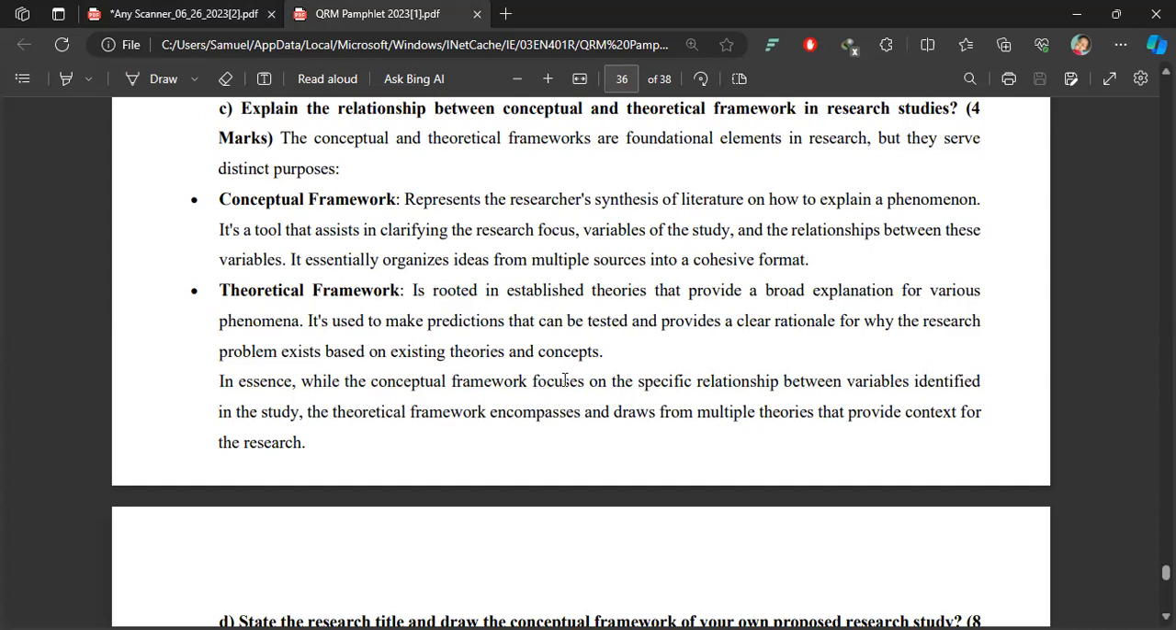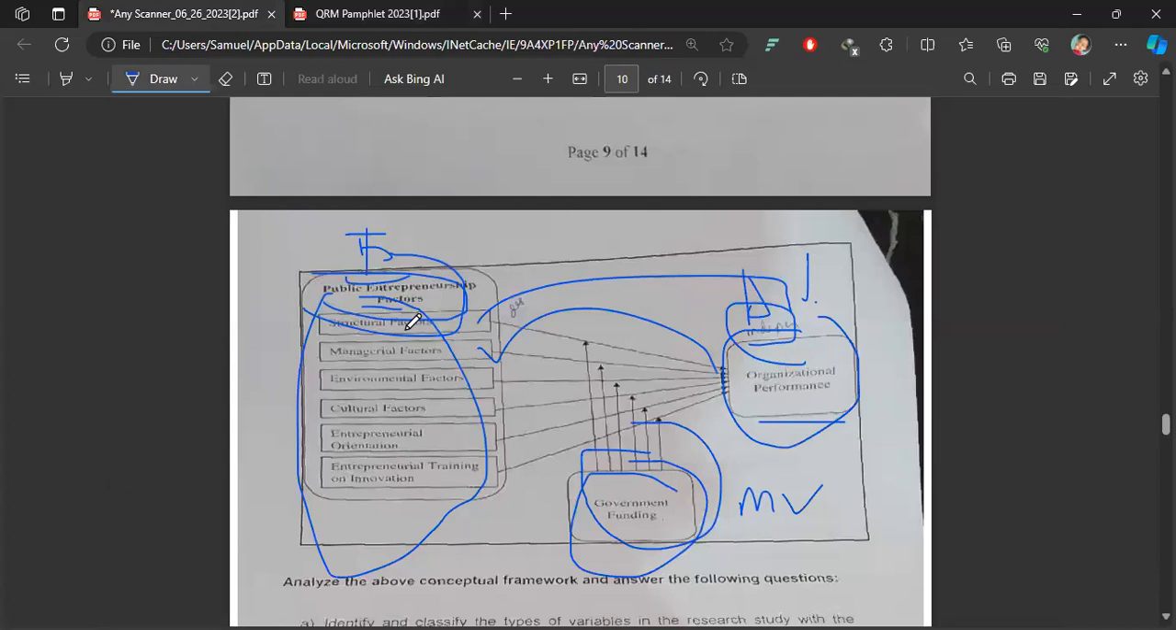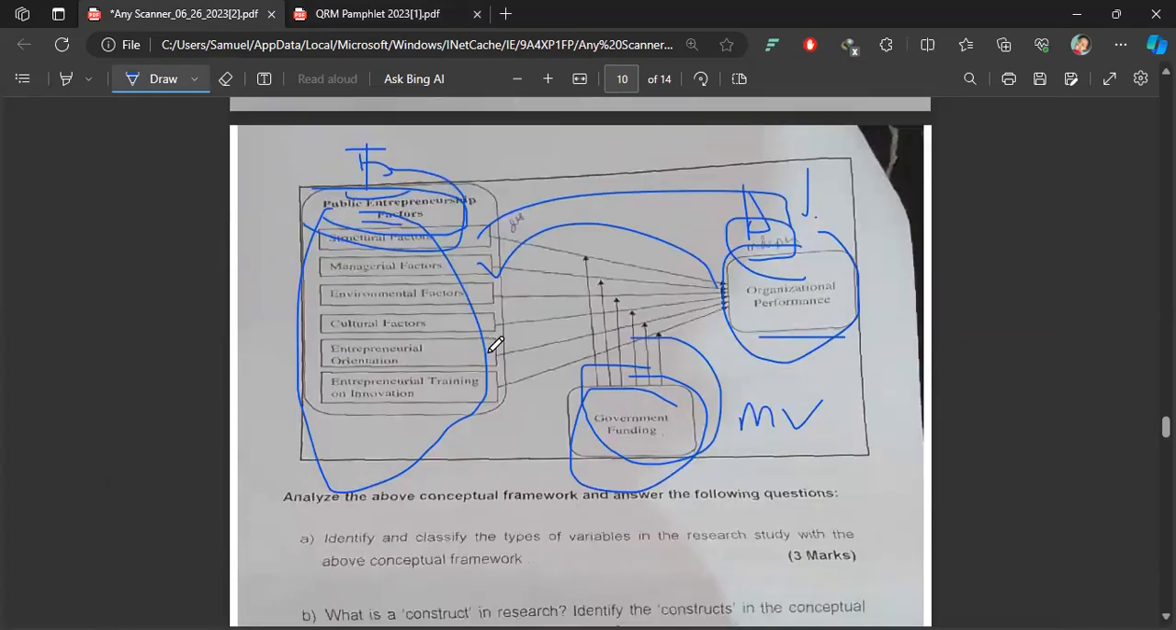So the conceptual framework focuses on specific relationships. The theoretical framework encompasses and draws from multiple theories that provide context of research. One specific, which is a conceptual framework, which we have here, is a specific study, public entrepreneurship's role on organizational performance. But the theoretical framework has got multiple literature reviews reviewed under various topics so that they could come up with the factors associated with public entrepreneurship that will lead to us hypothesizing that it has an effect on organizational performance.